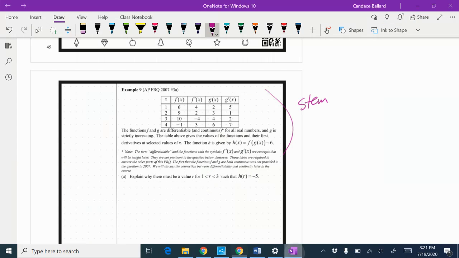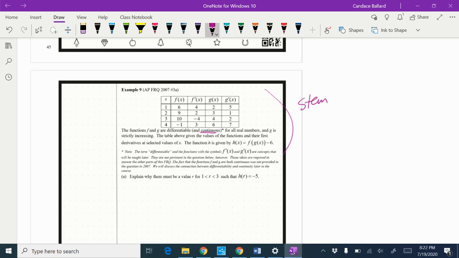Just checking to make sure I'm still recording. So differentiable means continuous. You don't need to worry about that word right now. Just know that it means continuous. Eventually, you'll learn that along the way. So for all real numbers, g is strictly increasing. The table above shows the values of the functions and their first derivatives at selected values of x. You don't need to worry about what derivatives mean yet. The function is given by h of x equals f of g of x minus 6.